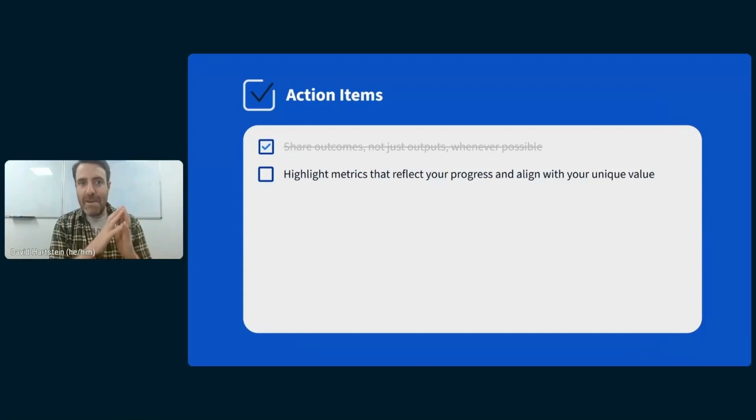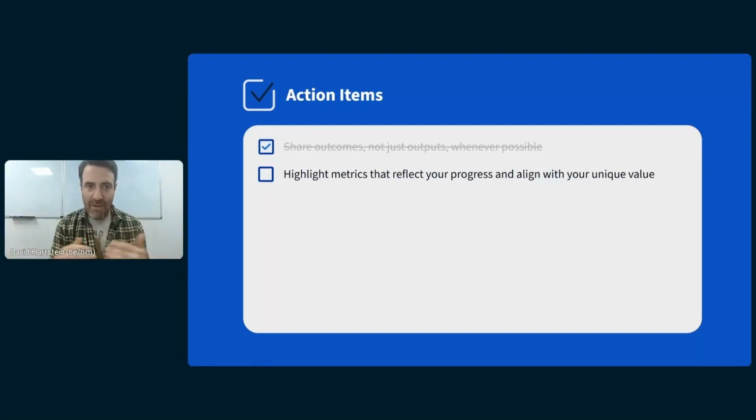Next up, highlight metrics that reflect your progress and align with your unique value. Now, we know that not every organization is in the same place when it comes to data, and sometimes outputs are all we really got to work with. So the key is to use them strategically, if that's the position that we're in. And we recommend highlighting metrics that show your progress while also aligning with your unique value.